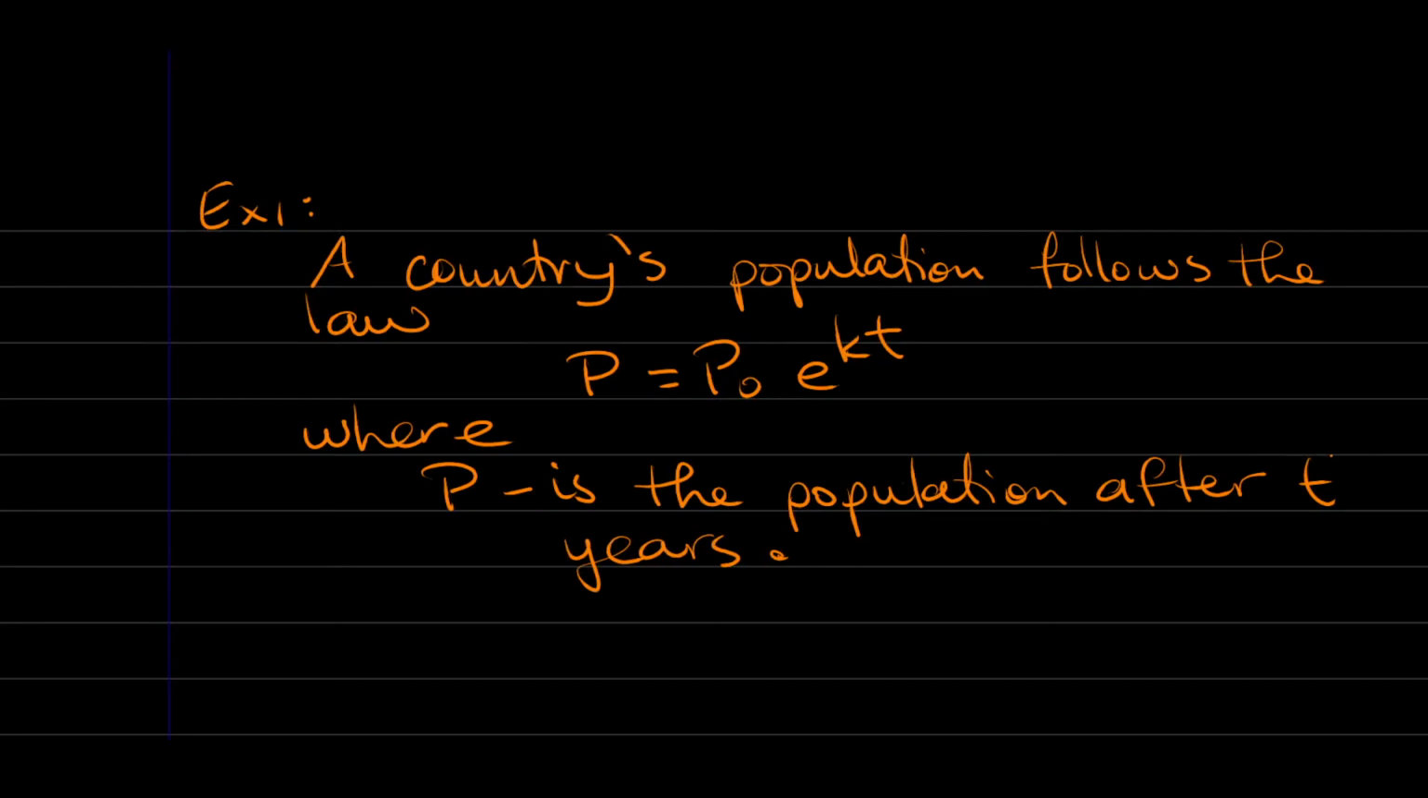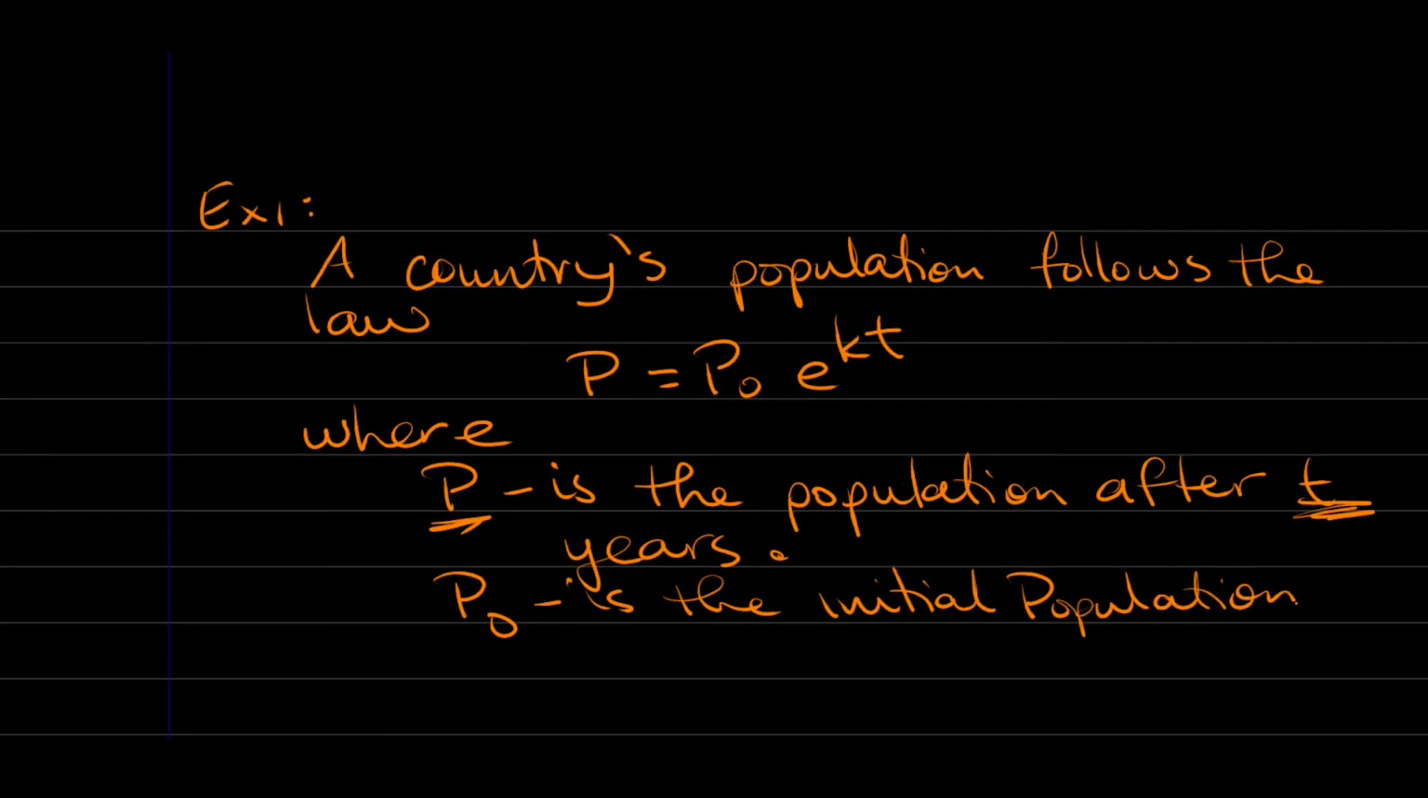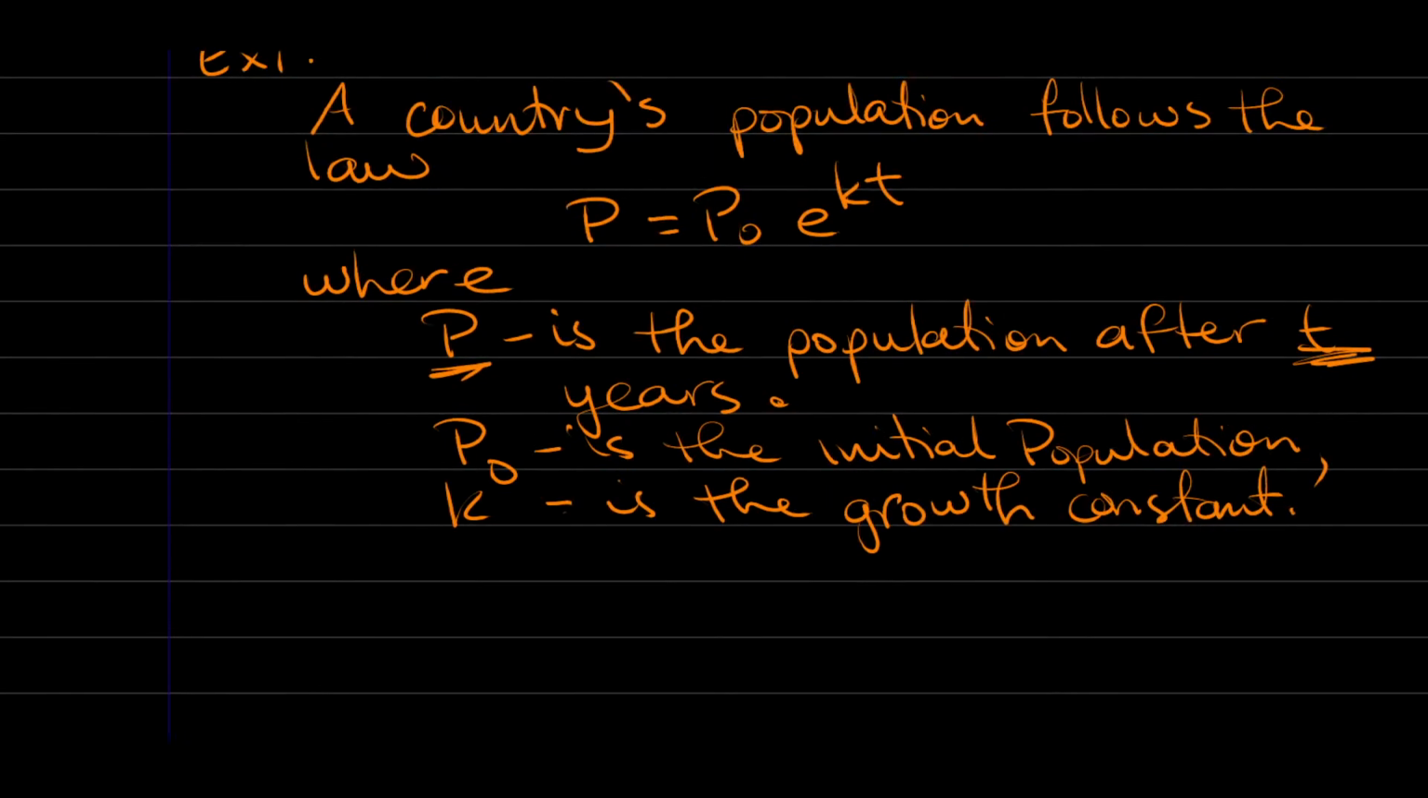right? I'm going to highlight this here as one of the variables as well. I'll put that here, right? P naught is the initial population, and k is the last one, the growth constant, right? So let's look at this kind of example here now.